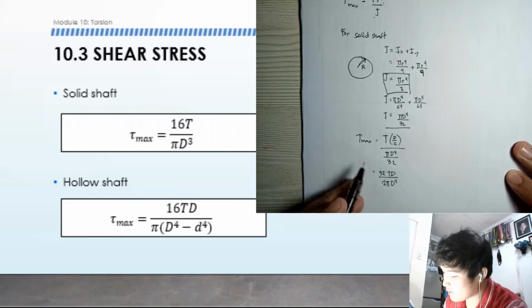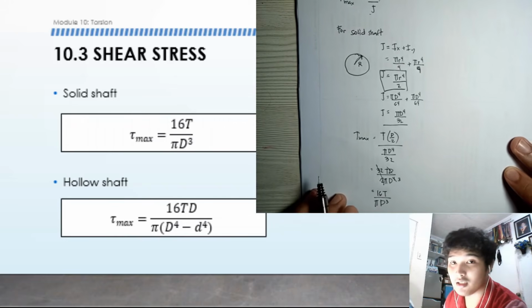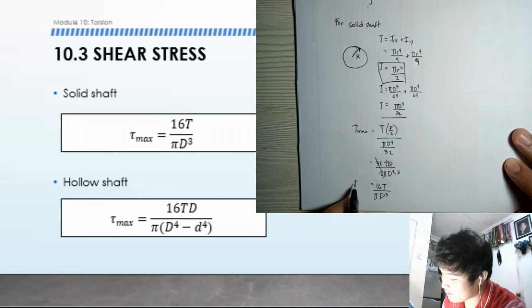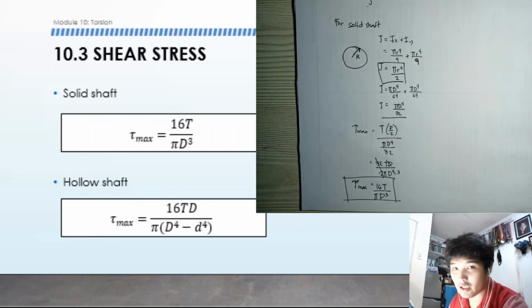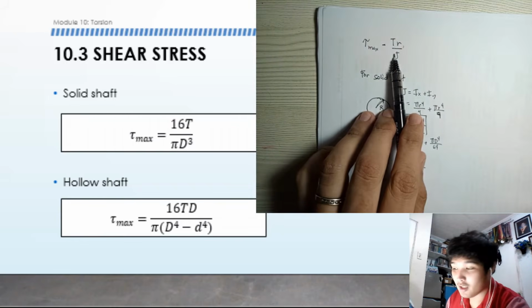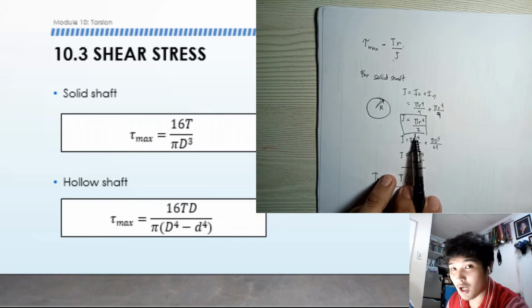Okay, so nakikita mo na magka-cancel out. Ito magiging 16 T, and then ito may matitirang D sa baba ng tatlo. So, D cube and then itong pi. So, ayan siya. Okay, so ito na ngayon yung formula na maximum shear stress para sa solid shaft. Okay? So, ayun na. I recommend talaga na wag mo nang kabsaduhin ito. So, gamitin mo itong basic formula. Gamitin mo ang radius. Gamitin mo sa J yung pi r to the 4 over 2 lang.